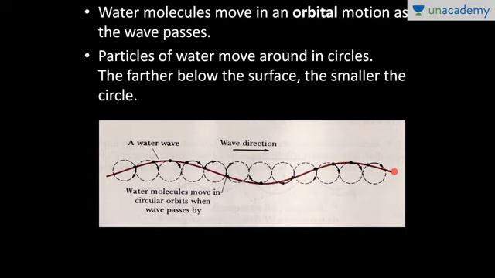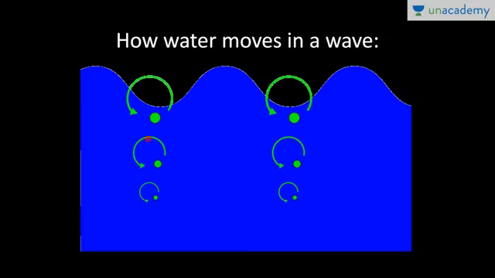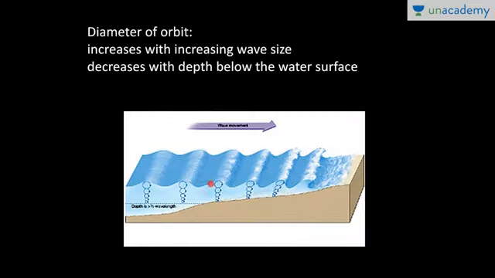Now you can see it here, this one is the wave, this is the wave direction, right? And see the water molecules, how they are moving. They are moving in the form of circular orbits, right? And these particles of water move around in circles that we've already discussed, right? The farther below the surface, the smaller the circle. You can see it here, the farther below the surface, the smaller is the circle. Okay? This one also clearly shows that the diameter of orbit increases with the increasing wave size, but it decreases with the depth below the water surface. Okay, you can see it here, the diameter of the orbits here and the diameters of the orbit here, right?